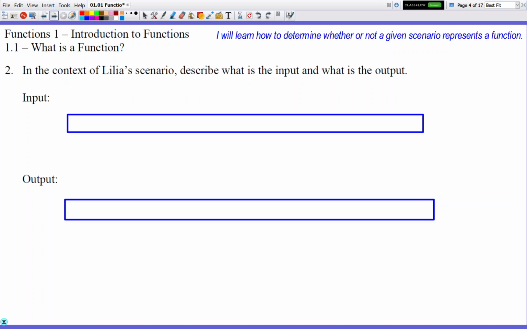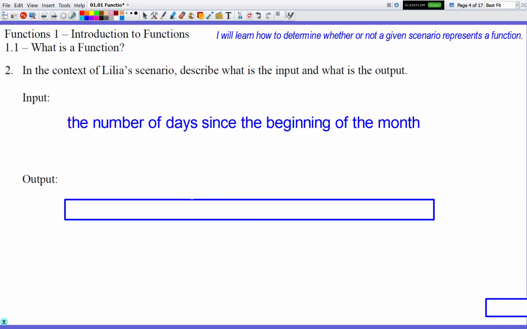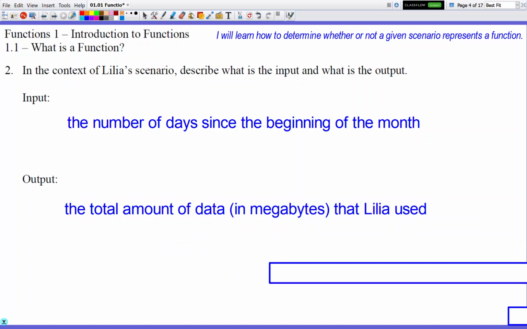And hopefully you say, well, we had a different day of the month, right? And when you write your wording for what the input is in Lilia's scenario, hopefully you say something like this: the number of days since the beginning of the month. And your output is what your function gives or spits out as an answer after you plug in the 5, the 9, and the 20. We can describe that as some kind of a total, the total number of megabytes we use so far.